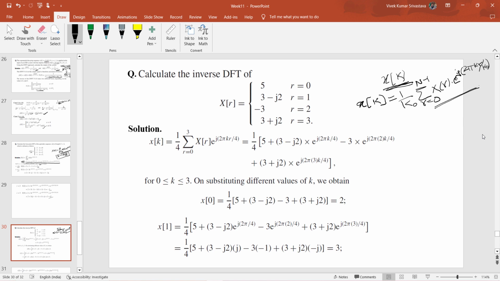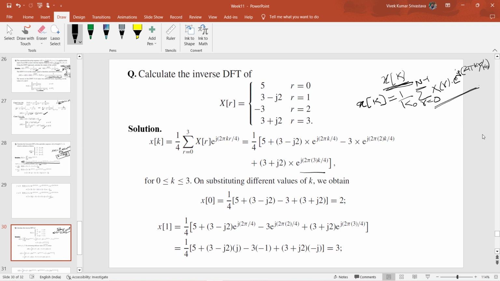I will put the value of N as 4 because here 4 samples are there, and this r will vary from 0 to 3. I will first evaluate x of k for different values of r, such as r equals 0, 1, 2 and 3. After putting the value of r I will get this expression.